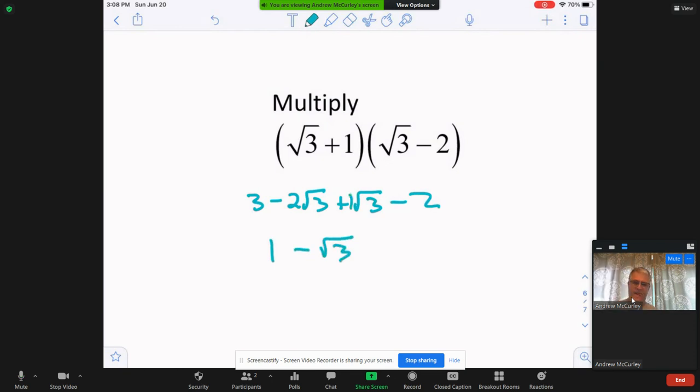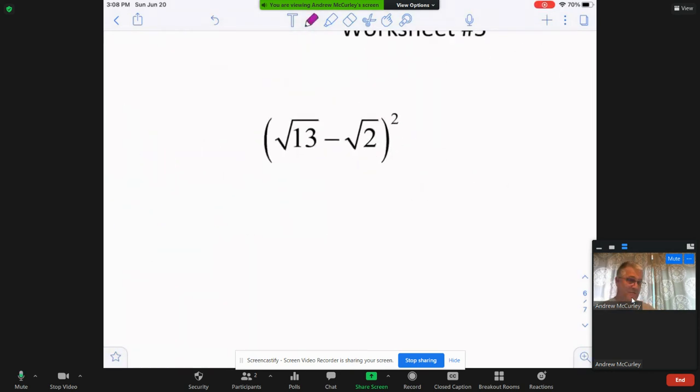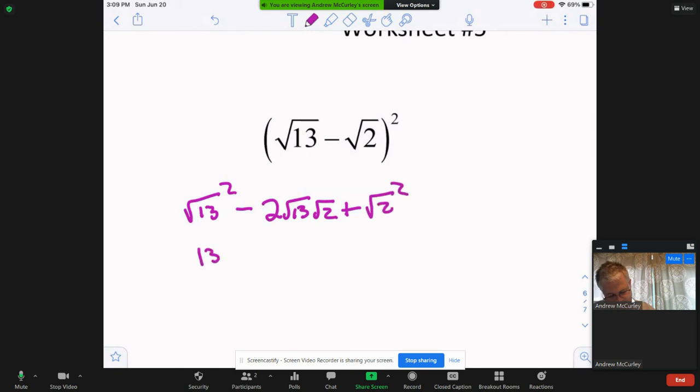Okay? Doing the same thing. All right. This one, we can use the pattern if we want. It's going to be root 13 squared minus 2 times root 13 times root 2 plus, always positive, the square root of 2 squared. So this is going to be 13 minus 2 root 26 plus 2, or 15 minus 2 root 26.